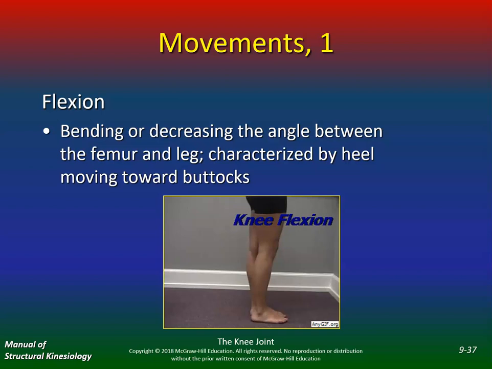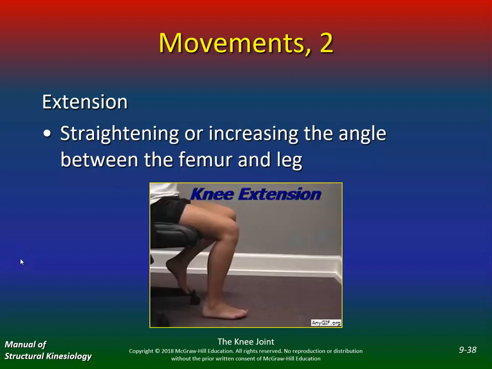So this is knee flexion, which is bending or decreasing the angle between the femur and leg, characterized by the heel moving towards the buttocks. You have extension, which is straightening or increasing the angle between the femur and the leg, so knee extension, just like that.